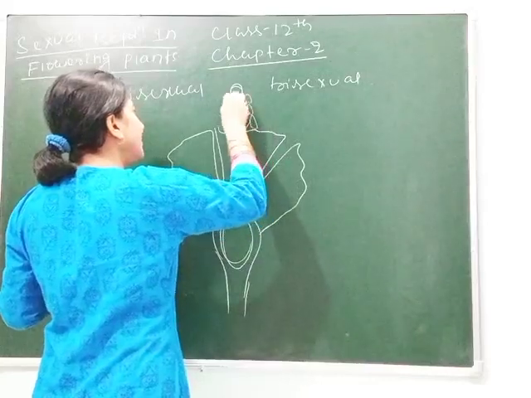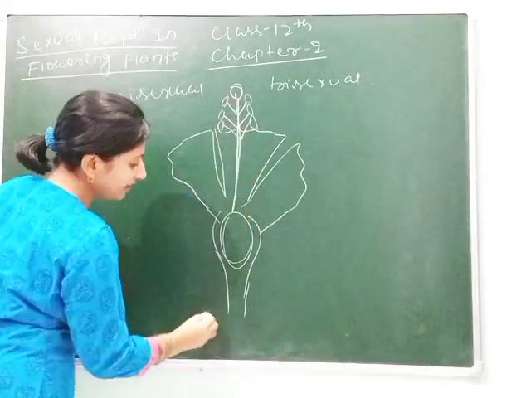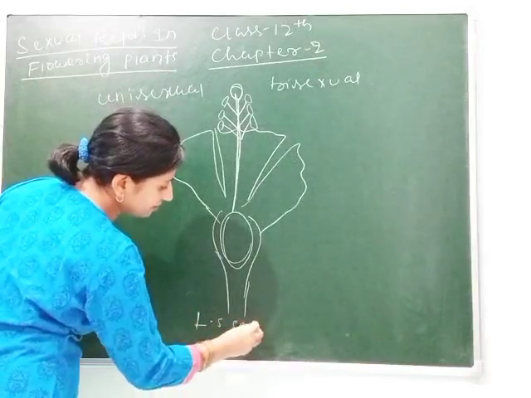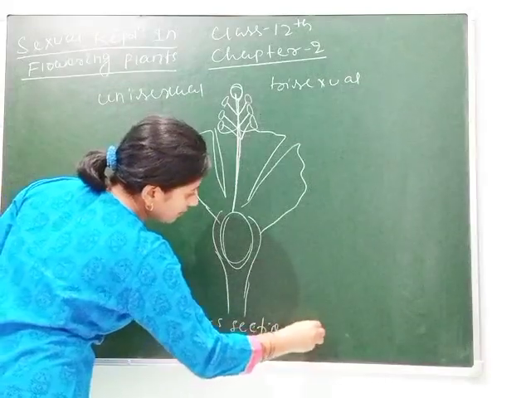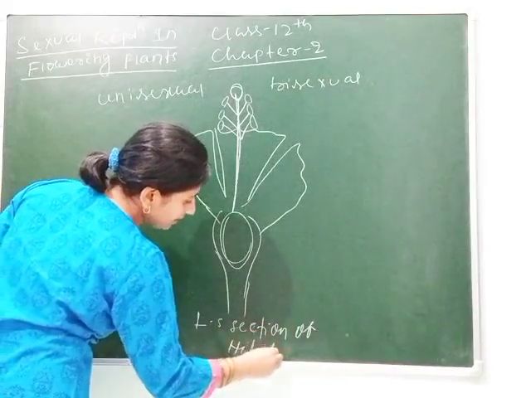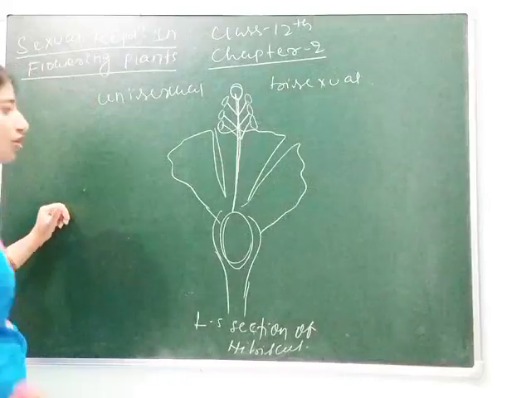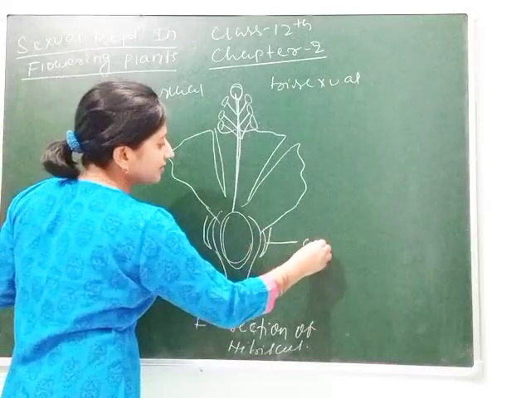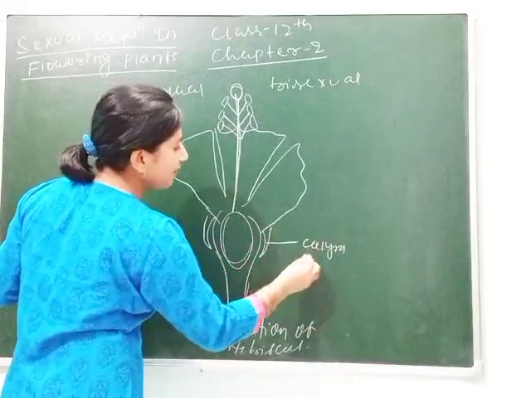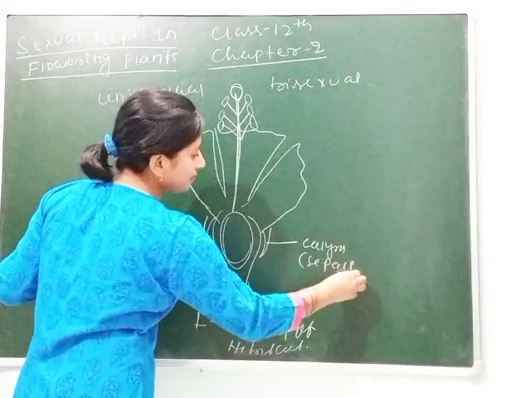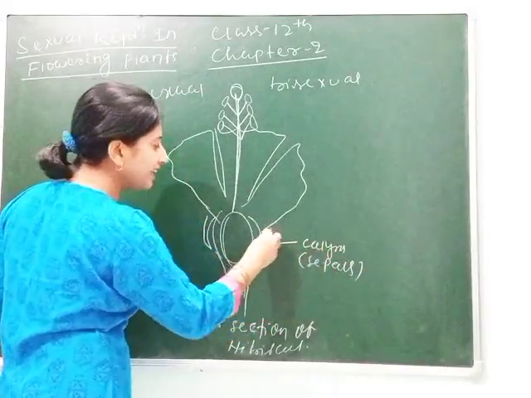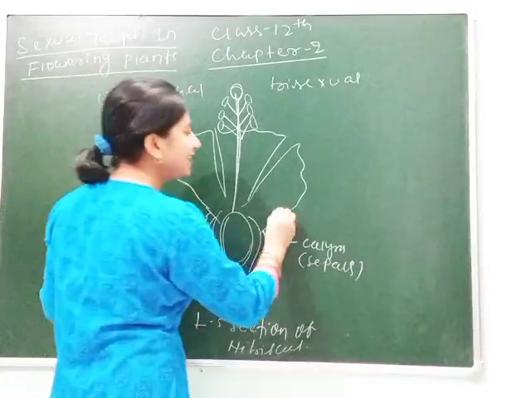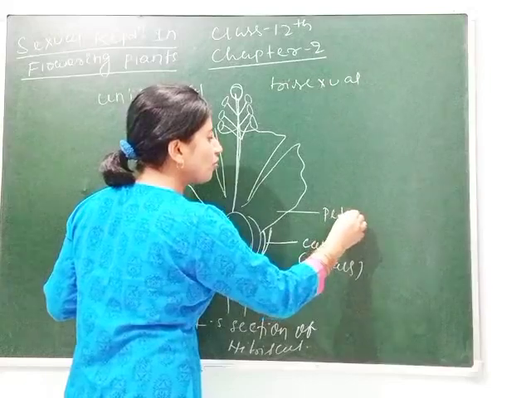This is the diagram of a hibiscus or China rose. This is a diagram of an LS, longitudinal section, of hibiscus, or we can say China rose. So what are its parts? This part is called calyx, meaning the combination of sepals. Sepals combine to form the calyx. They are green leaf-like structures. Next, above the calyx, there are petals, which form the corolla.